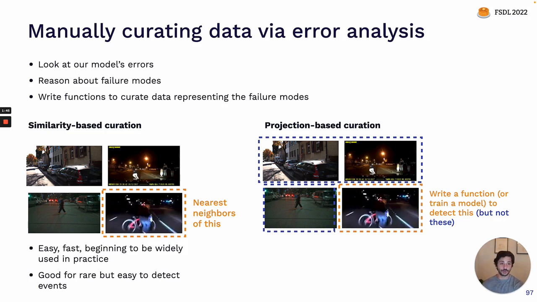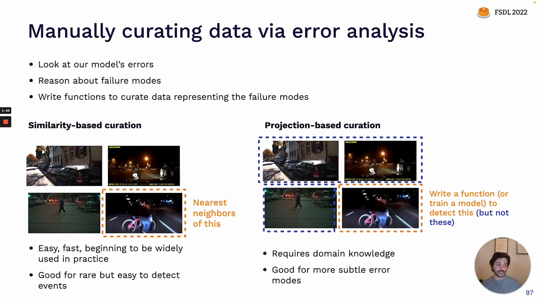The advantage of doing similarity-based curation is that it's really easy and fast, right? Like you just have to click on a few examples and you'll be able to get things that are similar to those examples. And this is beginning to be widely used in practice thanks to the explosion of vector search databases on the market. It's relatively easy to do this. And what this is particularly good for is events that are rare. They don't occur very often in your data set, but they're pretty easy to detect. Like if you had a problem with your self-driving car where you have llamas crossing the road, a similarity search-based algorithm would probably do a reasonably good job of detecting other llamas in your training set.